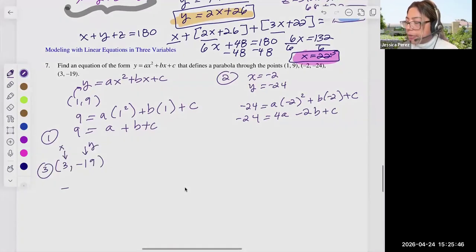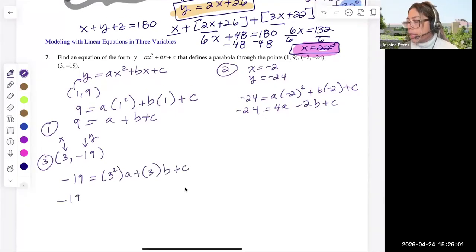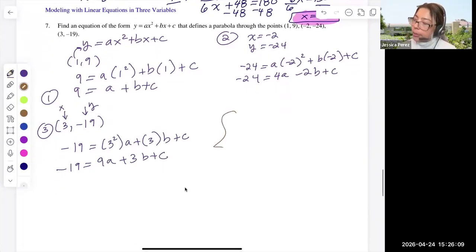So it's -19 is equal to 3 squared times a plus 3 times b plus c. So that's -19 is equal to 9a plus 3b plus c. And that's equation 3. So now I'm going to combine equations 1, 2, and 3.